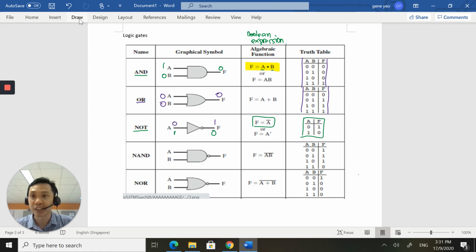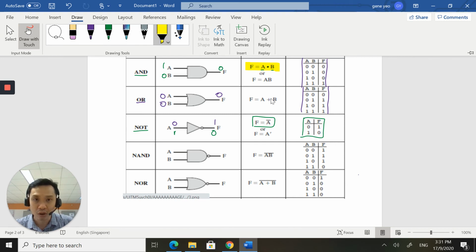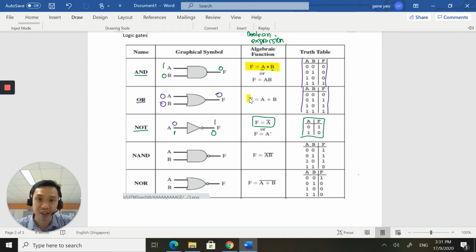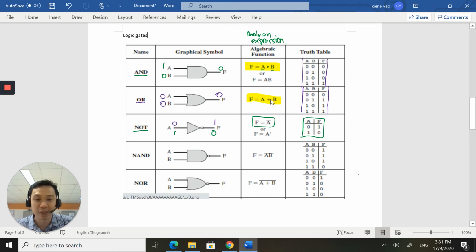Okay, and the Boolean expression for OR is a plus sign. So when you see A plus B, I know it's slightly confusing, you just have to get used to the symbols here. It means A or B. So when you see a plus, remember it stands for OR. When you see a dash on top, it stands for a NOT. It's the opposite. If you see a dot, it stands for AND.